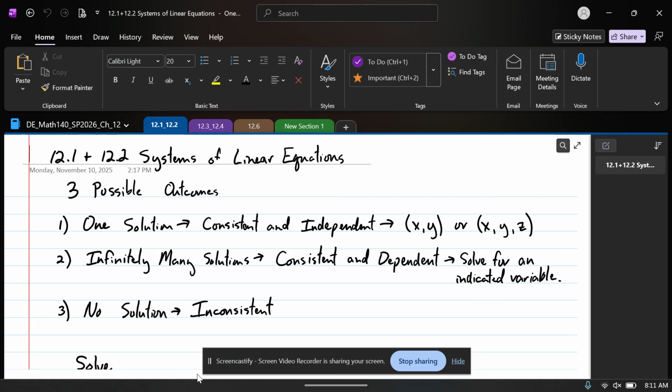So no solution is also called inconsistent. Consistent means you got answers. Independent is one answer. Dependent is infinitely many solutions. And no solution is called inconsistent. Typically we use the first words: no solution, infinitely many solutions, and one solution. But you do need to know those other words.